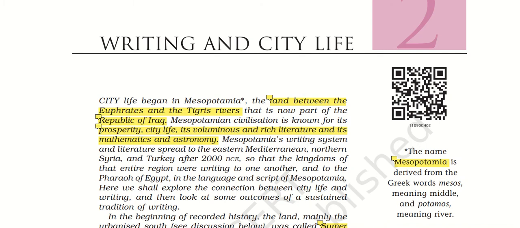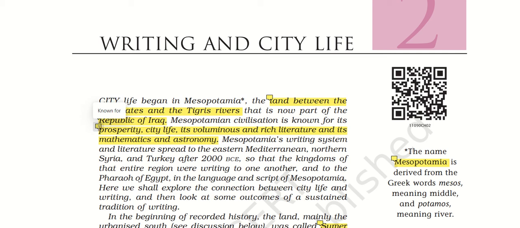Let's revise this chapter quickly, paying attention to objective type questions. Writing and city life. What's the location of Mesopotamia? It's the land between the Euphrates and the Tigris River. What's the modern name of this region? It's the Republic of Iraq. What is it known for?